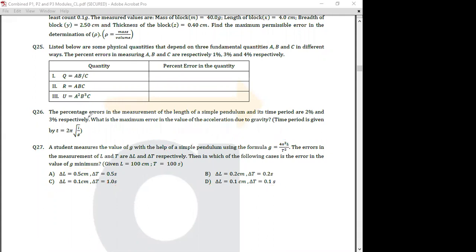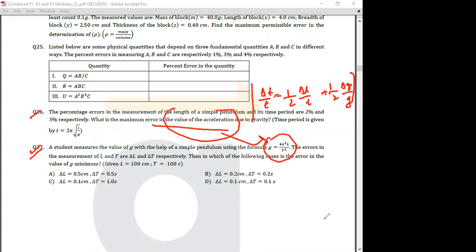Okay. Now 26. The percentage error in the measurement of length, same as ditto, same as this one. Yes or no? Delta T by T is equal to, now it is root, so it is half delta L by L plus half delta G by G. Yes or no? But this is not what you have to do, because you have to find this. So actually you have to convert into this formula and find delta G. That is the key. That is what you guys might do wrong.